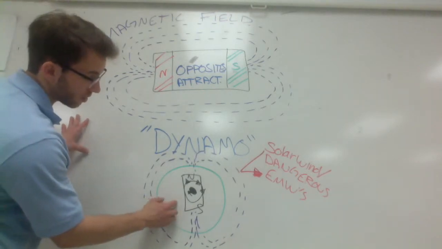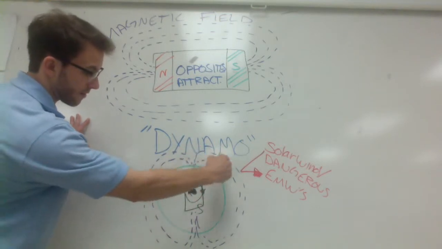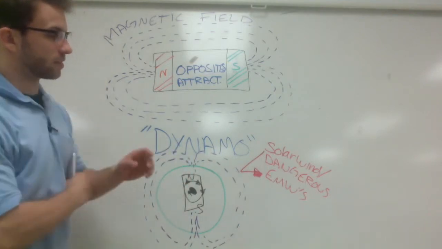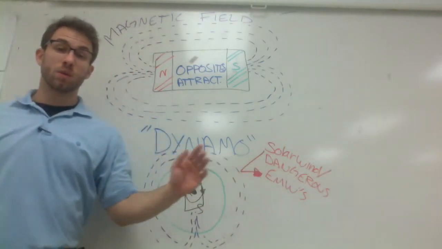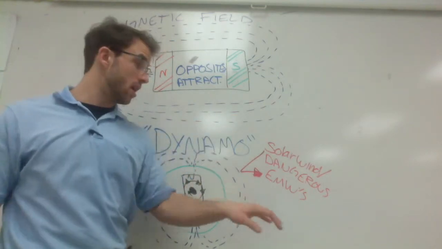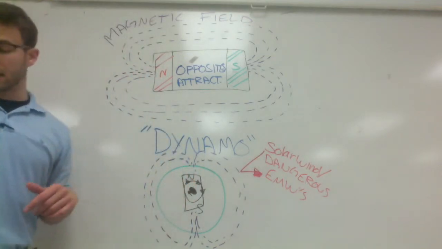When you have this electricity created, it creates a magnetic field within it as well. So what we see here is that within those spinning cores in the center of the Earth, a magnetic field is created that protects us from things like solar wind, which is intense heated particles that are positively charged from the sun, as well as those electromagnetic waves that we discussed in the last lecture.